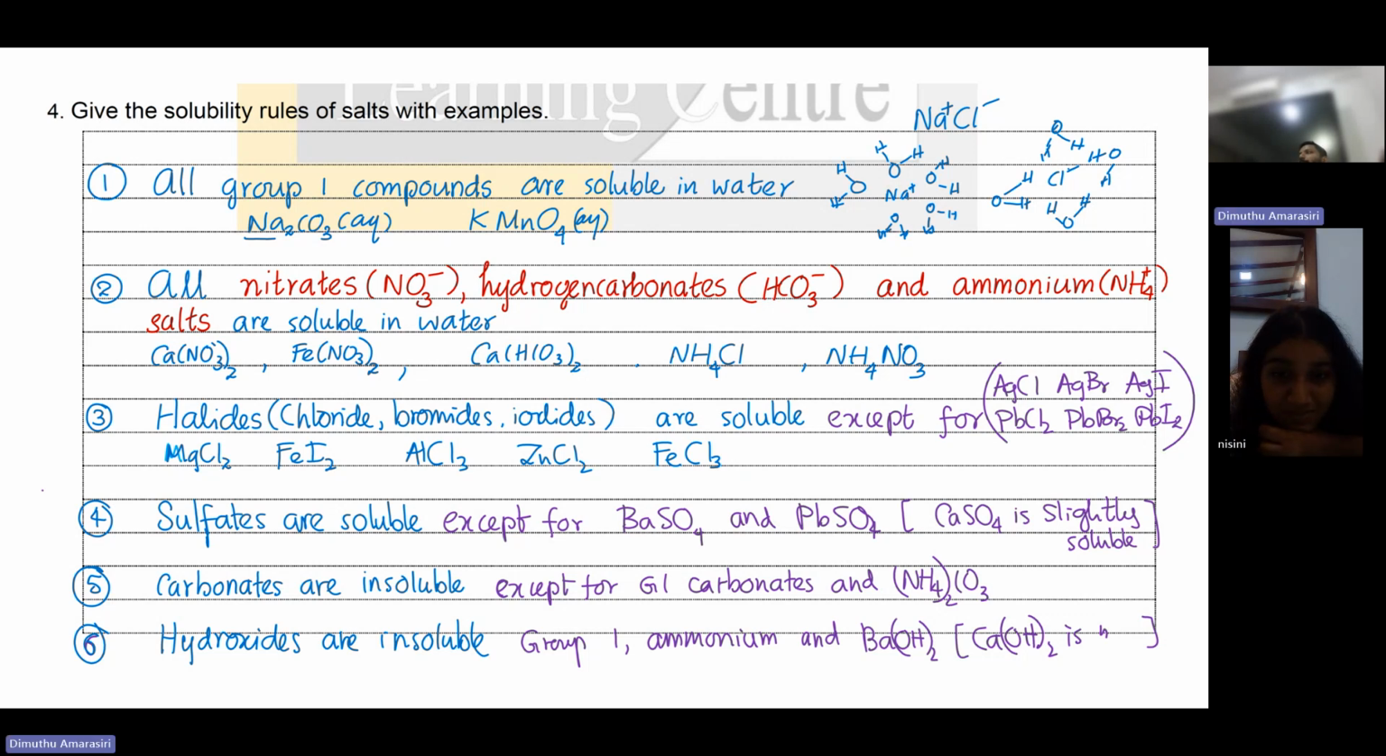Again, how many of you can remember all six solubility rules straight away? Bro, at least you can.